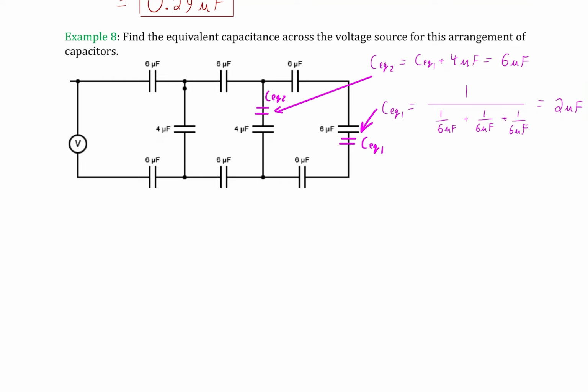So then, since these two are in parallel, I can use the much simpler formula, take equivalent 1 plus 4, and I get 6. And that becomes equivalent 2. So now I've replaced all 4 of these with an equivalent. See how I'm doing this? I'm just working backwards, okay?